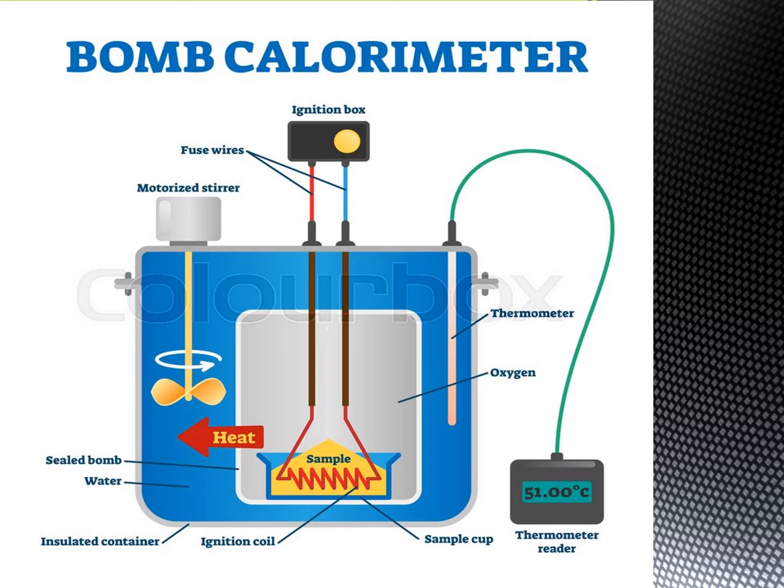So how much heat is evolved and how much heat is absorbed. The heat change is absorbed by the calorimeter as well as the water in which the bomb is immersed. The change in temperature is measured using a Beckmann thermometer.